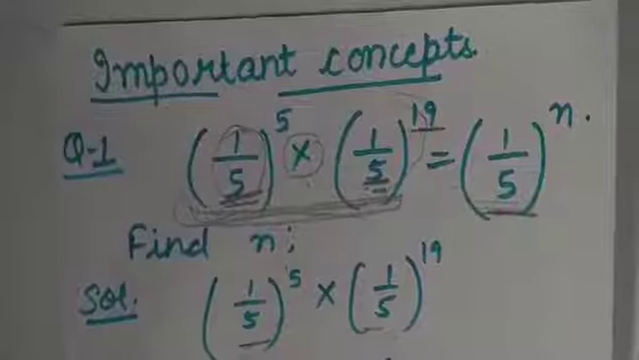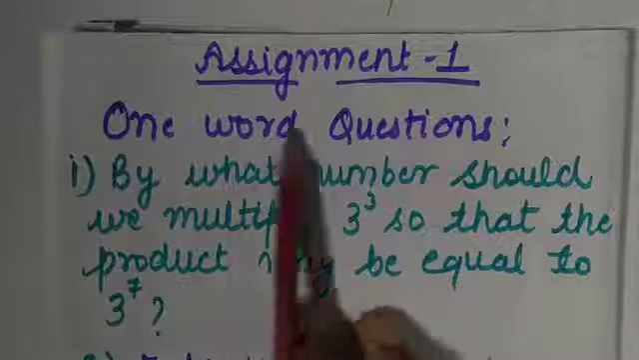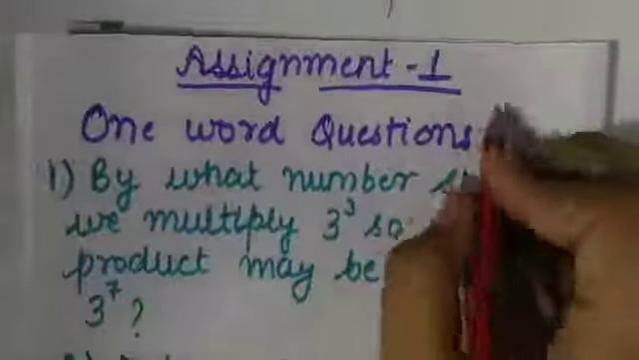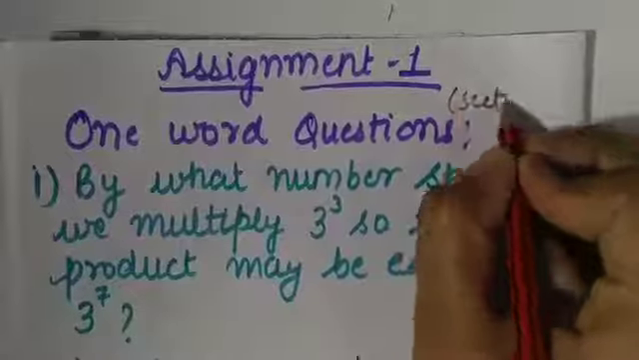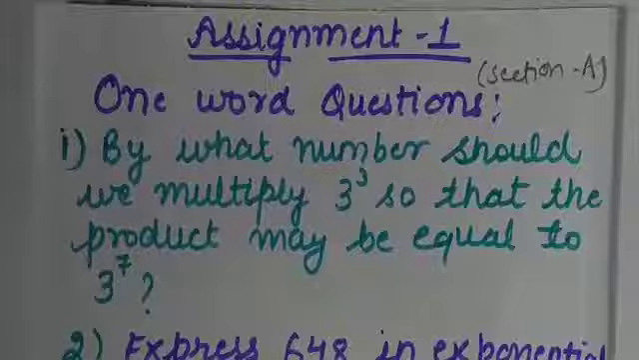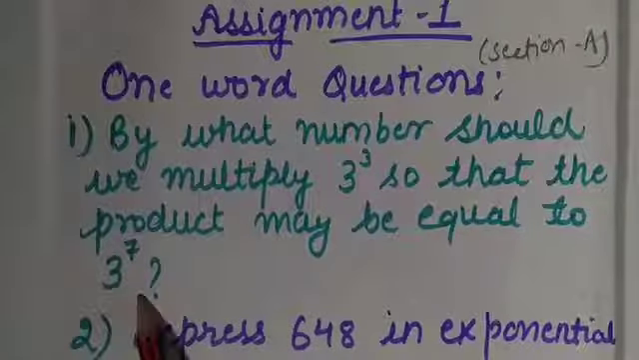Now I will provide you the assignment. So this is your assignment. First one, section A. You write it down as section A, and this includes one-word questions. You have to think and then answer. So this is your question number 1.